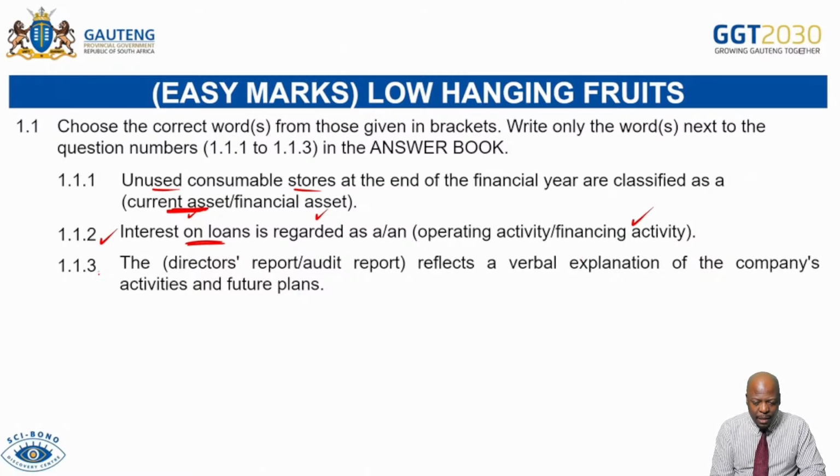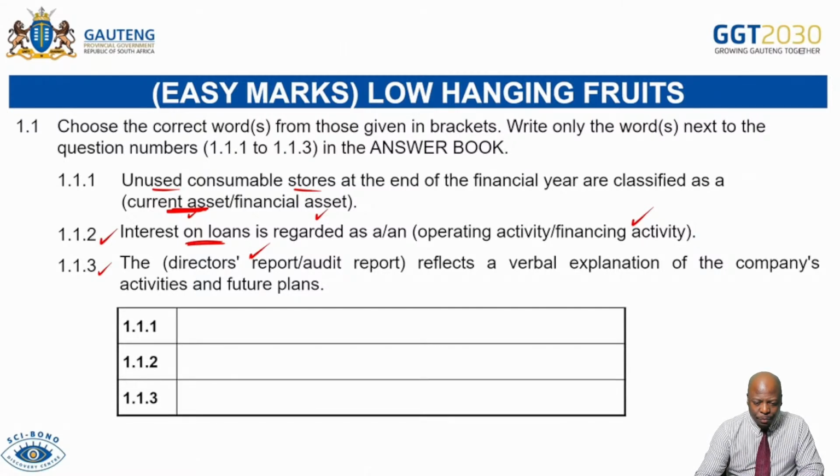And then the last one is the directors or the dash report reflects a verbal explanation of the company's activities and future plans. So I think I had already gave that one away. It is your director's report. Remember your audit report, you have those three different types of audit report. That is your unqualified, your qualified, and your disclaimer. Next week, I'm going to bring an activity that also speaks to audit reporting. So if you have an issue with audit reporting, make sure next week you join the class so that I can explain those few aspects.